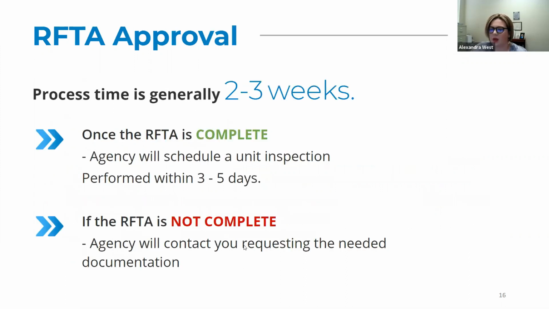Okay. How long is it going to take to approve the RFTA? So the process time is generally 2 to 3 weeks. Once the RFTA is complete, it can take 3 to 5 business days for us to schedule a unit inspection. If the RFTA is not complete, the case manager will contact you with any additional documentation that's needed.